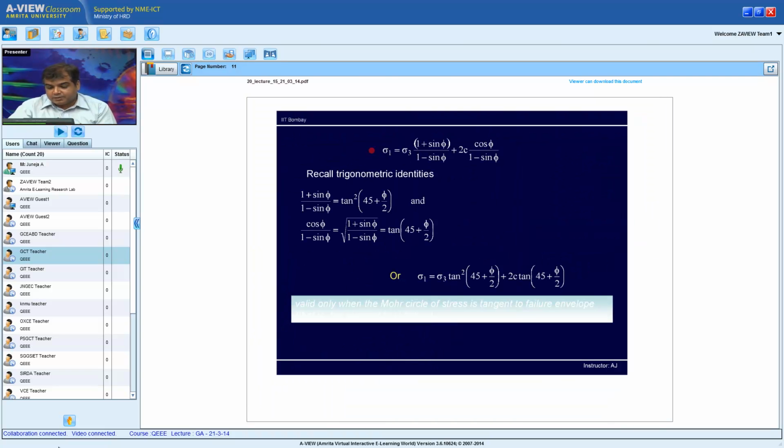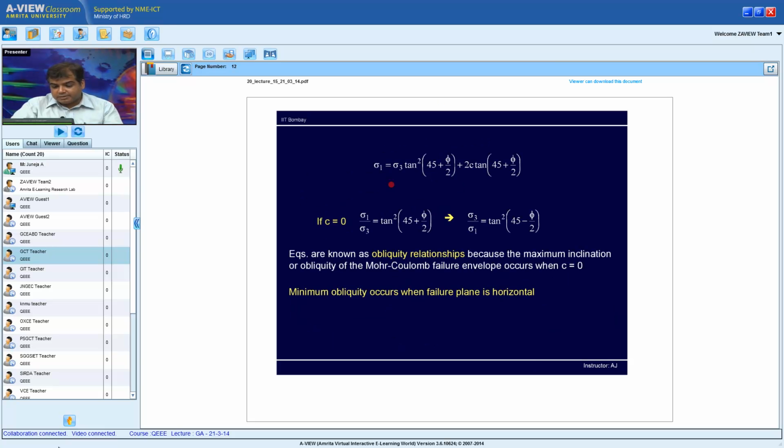In some textbooks, rather than this equation, they have further simplified this using trigonometry, and I'll just go to the last expression over here. So if you use trigonometry, you have another form of expression. Rather than (1 plus sine phi) over (1 minus sine phi), they have tan square (45 plus phi by 2), and rather than the second component, they have tan (45 plus phi by 2). That is again the same equation, but this time in another form. Let me go to the next slide please.